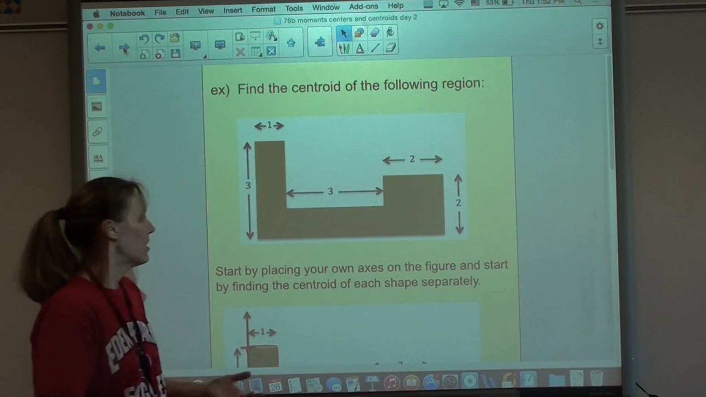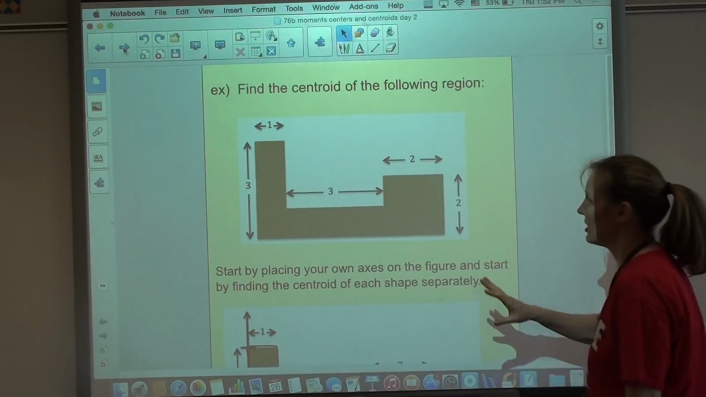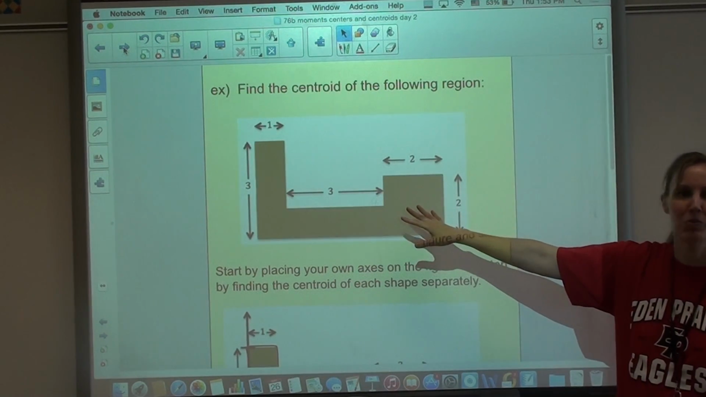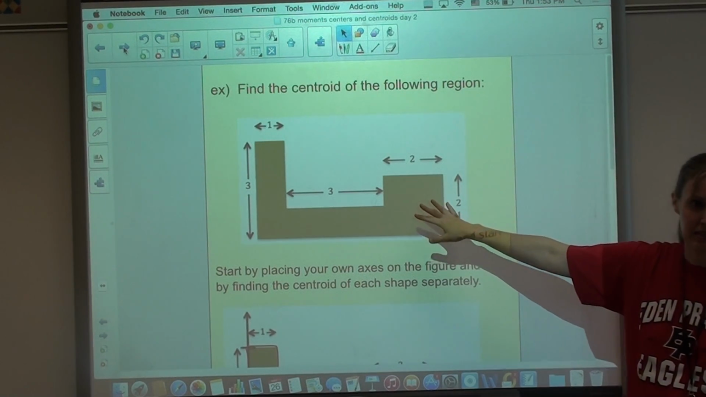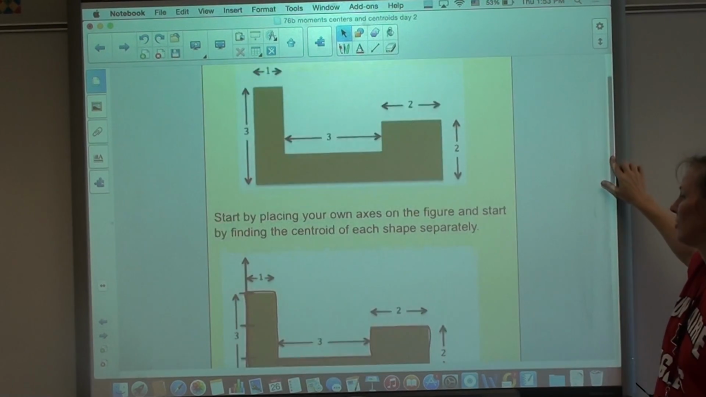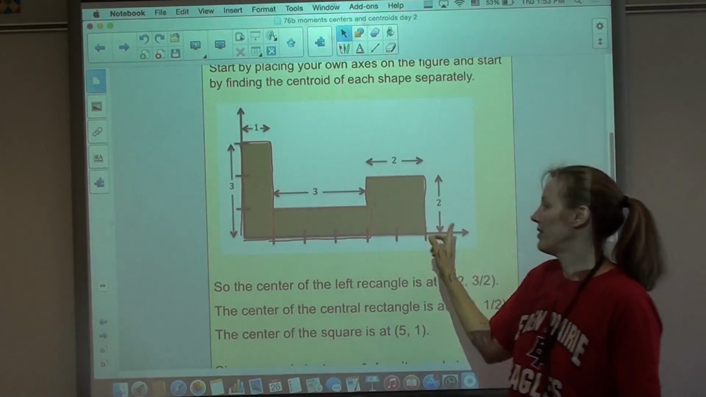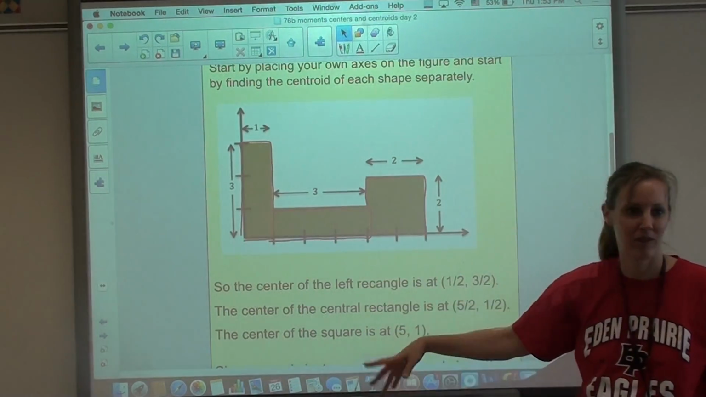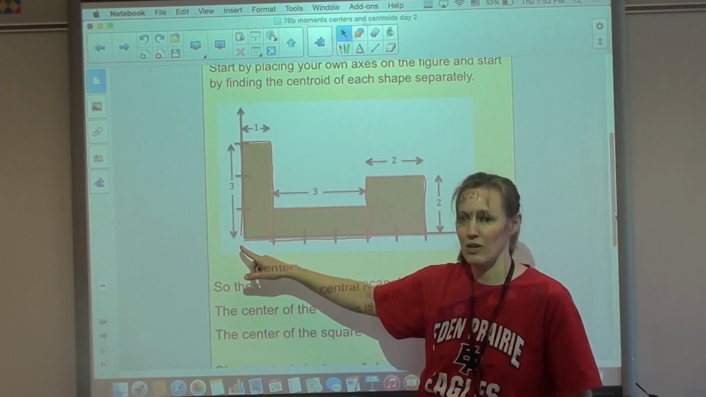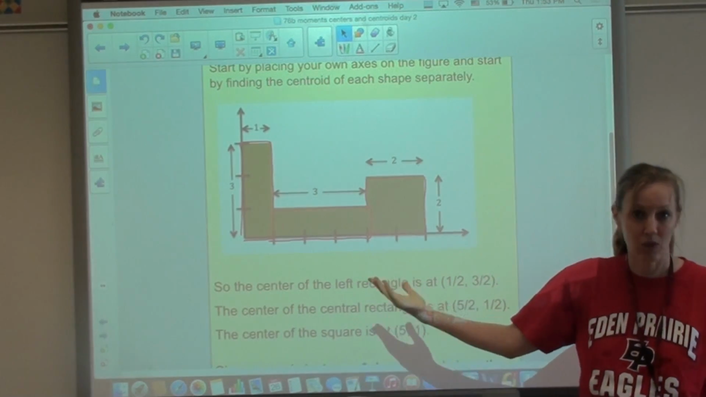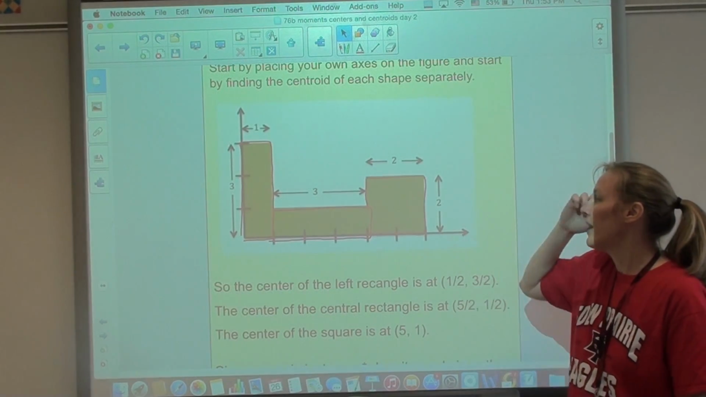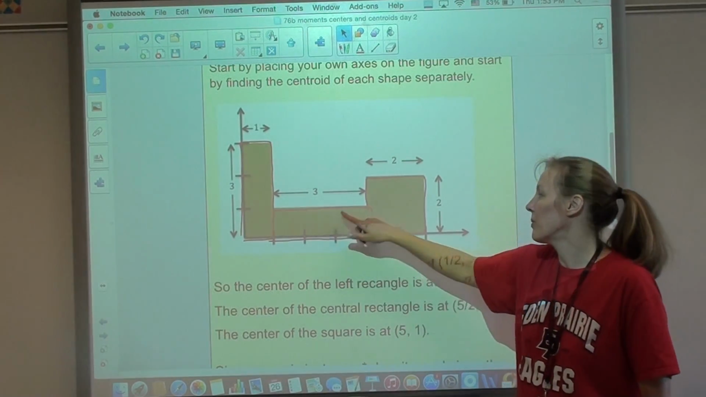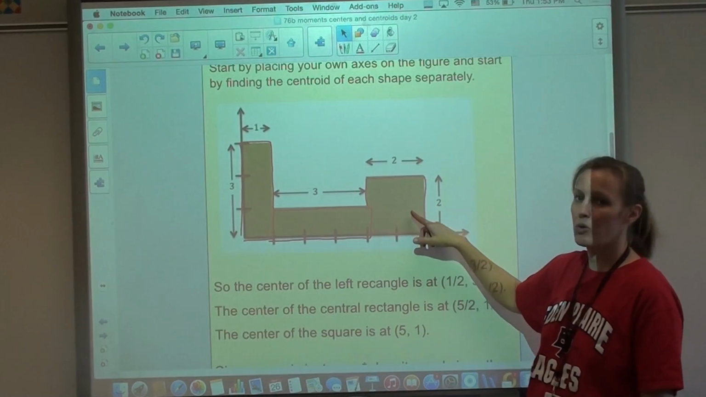So, the first thing you want to do, your book gives you these shapes with dimensions, and it says you need to lay them out on axes. So when I do that, I would just put them on the x and y axis, right, with the origin over in the lower left-hand corner. But, it's whatever you choose. But that's how I do it. Okay. Now, I split it into 2 rectangles and a square.